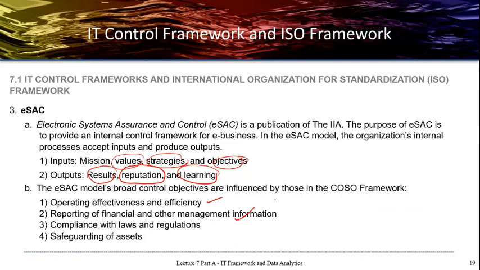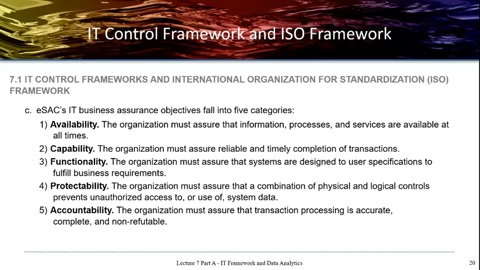How to safeguard the assets. So these things you have to look at in an e-commerce business. This IT business assurance objective falls into 5 categories. Now, why is IT business assurance important? Because in electronic commerce business, IT plays a wider role. Availability: the organization must ensure that the information, processes, and services are available all the time, 24/7. The site should be up and running 24/7 for an e-commerce site.